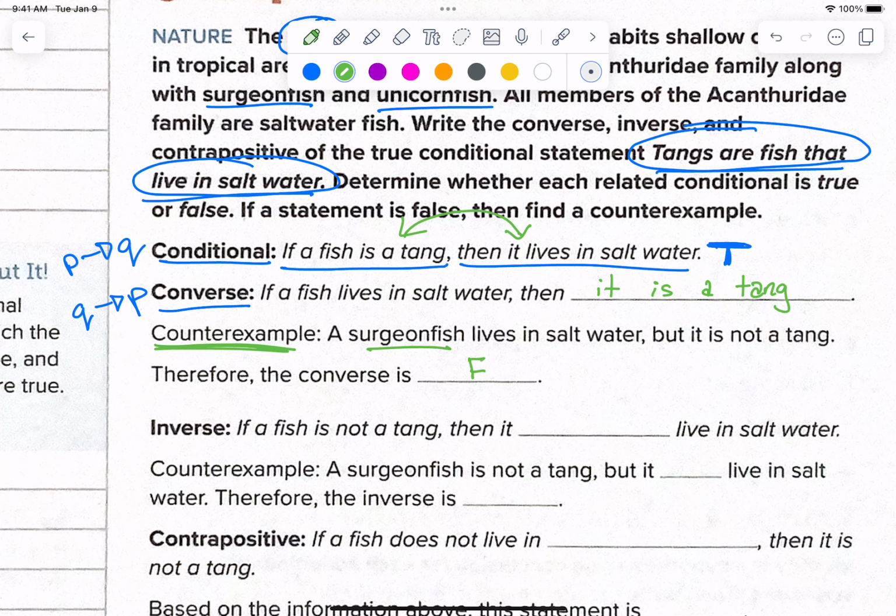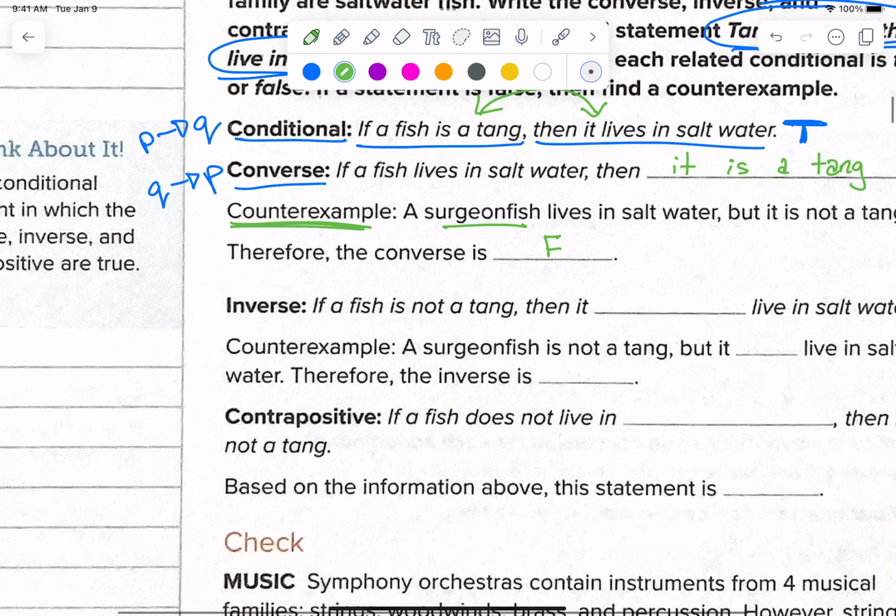Does that make sense? Okay, so we have to go through and flip all the statements around. We have to see what is what. Now I'm going to go down to the inverse, which is the next one. I always draw an arrow from conditional to inverse, because the conditional is P→Q and this one is also P→Q, but you put "not" in front of each side. So not P, not Q, instead of P Q like the conditional.